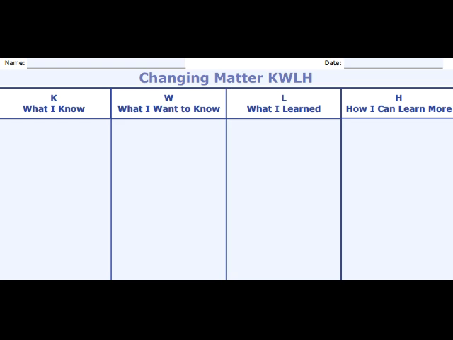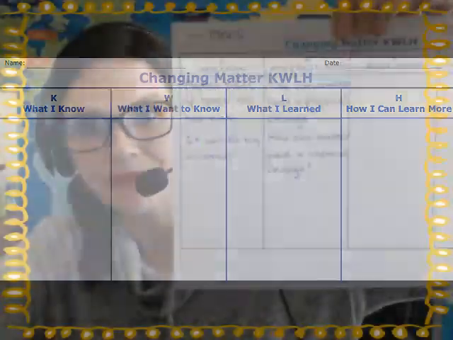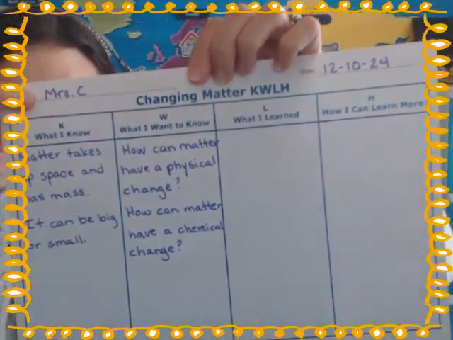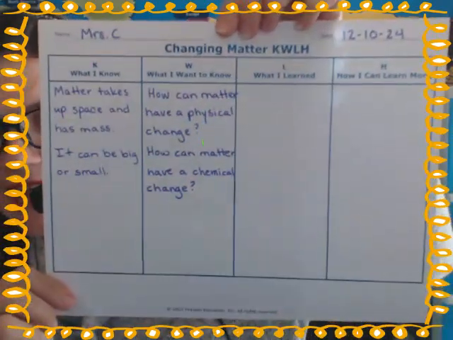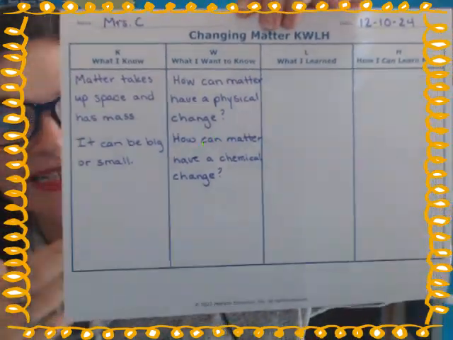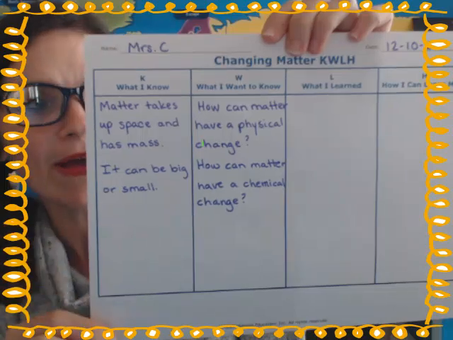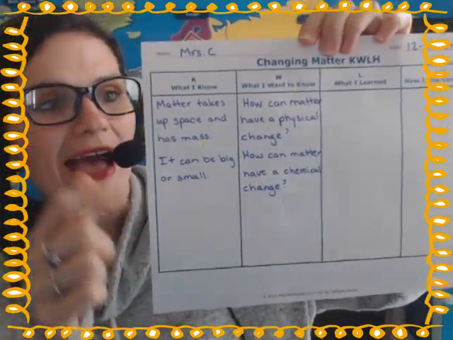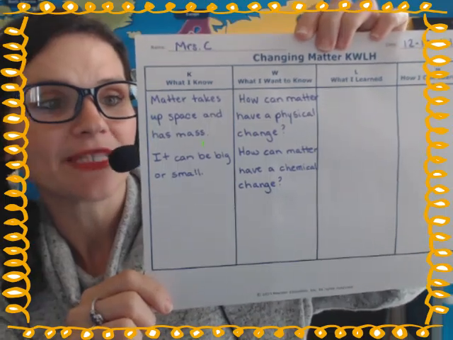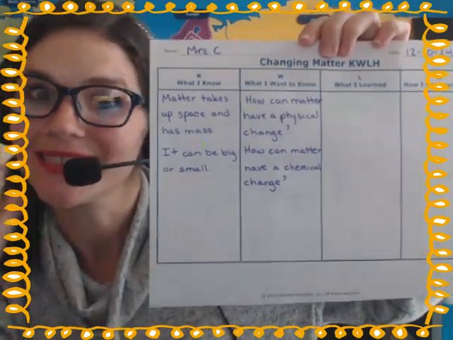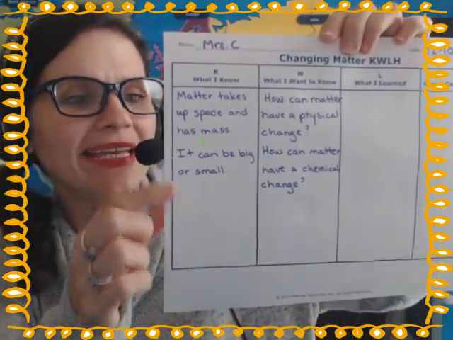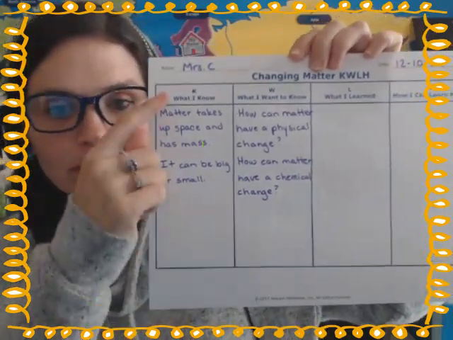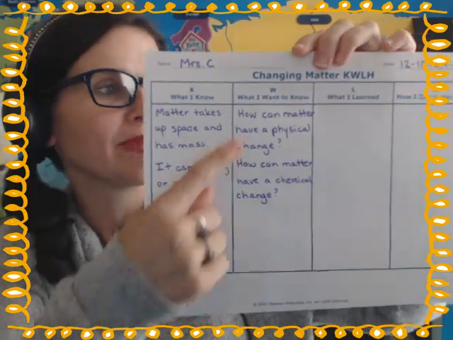So here is my KWLH chart and the 2 sections that I have completed right now. I've got my name at the top, I've got the date, everything is in my best handwriting, and it's my own work. So what I already know, well, I got this information from the part that I just read. I wrote, matter takes up space and has mass. We just learned that in the lesson. It can be big or small. We just learned that too, right? So those are 2 things that I already know.